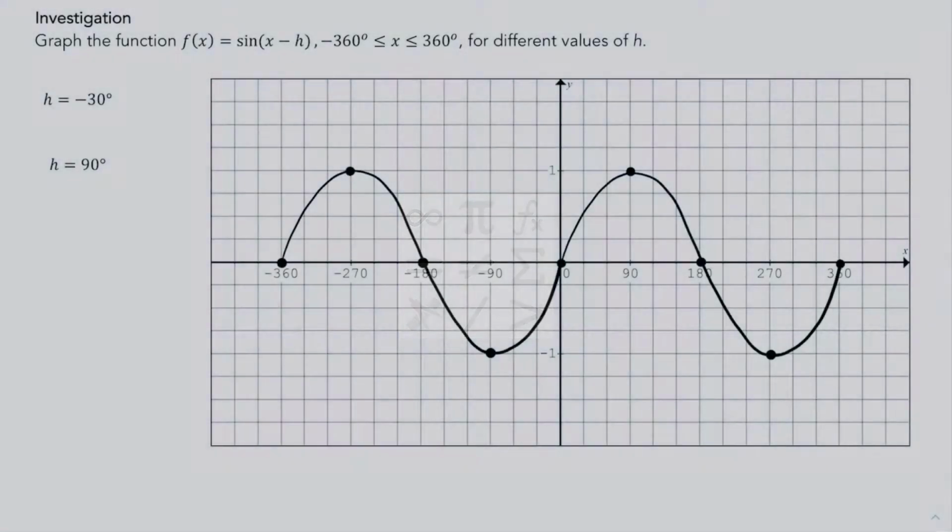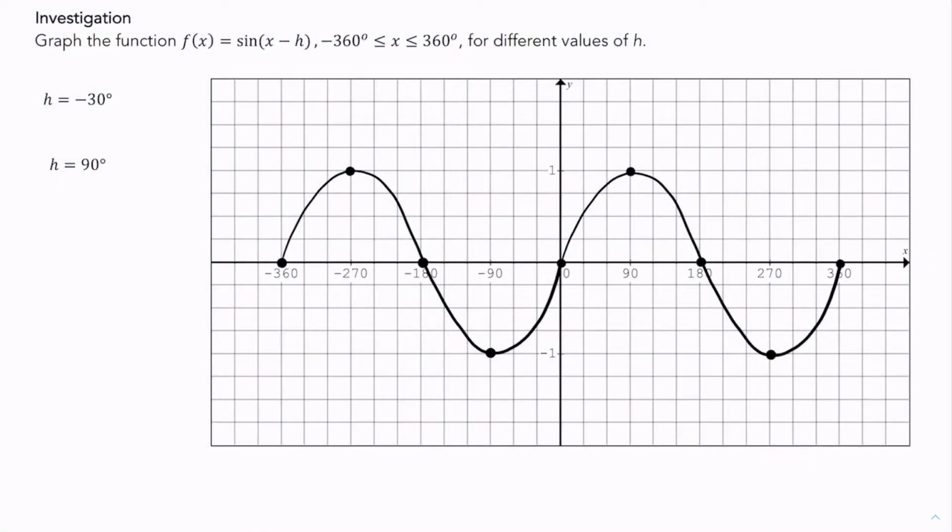Okay, so in this example, we are going to be graphing the sine function for different values of h, where h is a value that you'll see shifts the function left and right. Otherwise known as the phase shift, or you can just think of it as the horizontal shift.